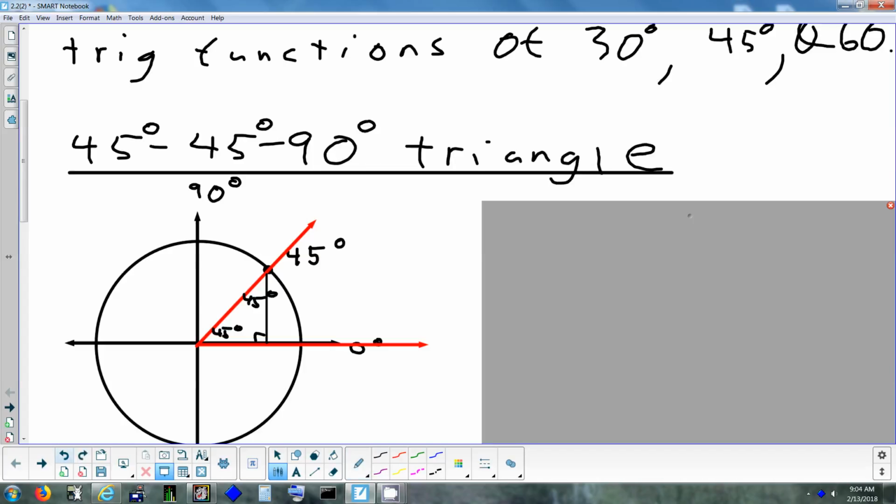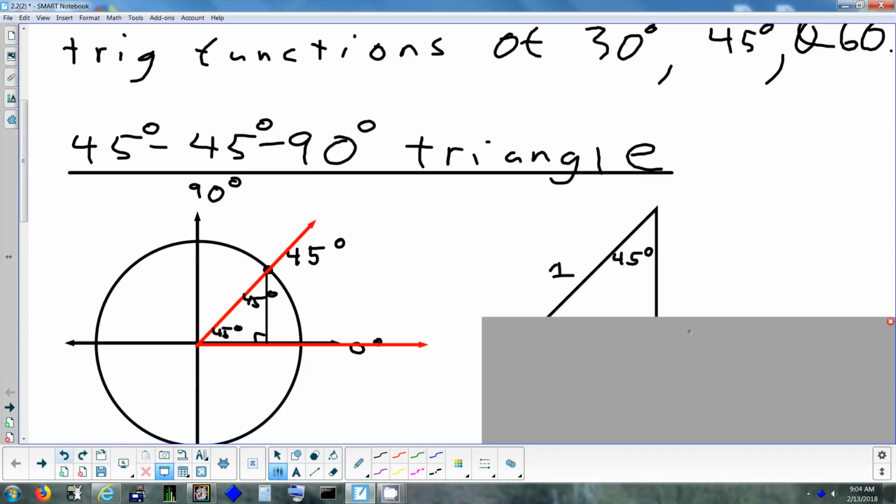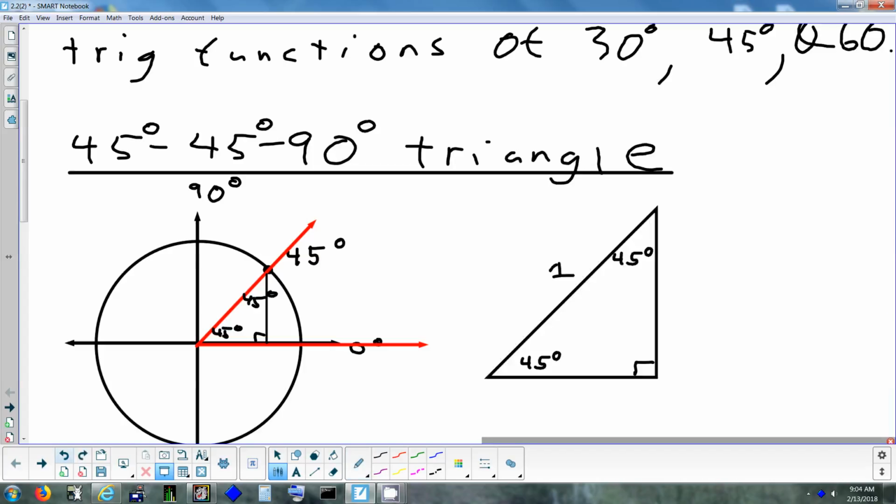So what I've done is I've just taken this triangle and drawn it bigger over here, so I've got some space to work with it.